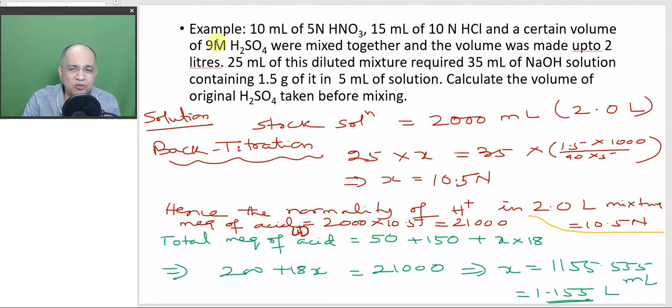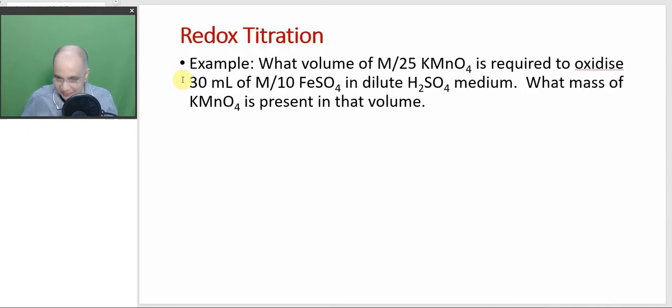Only you had to convert it to a normality, because you are finding out the total equivalents of H plus ions. The normality of the mixed acid means it is the normality of H plus ions, right? Number of equivalents of H plus ions per liter.